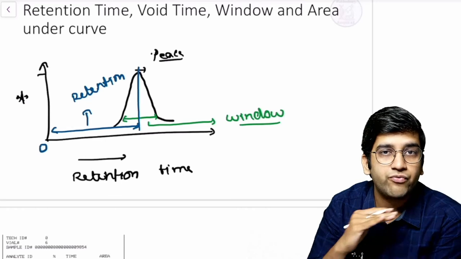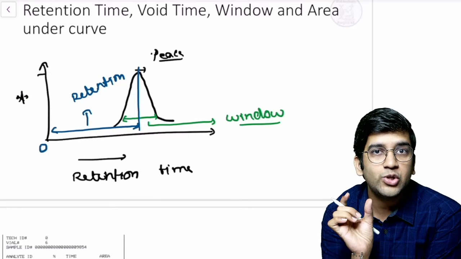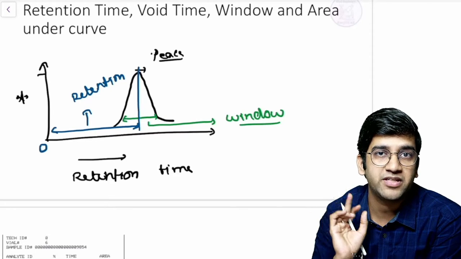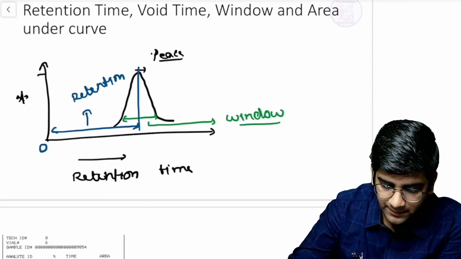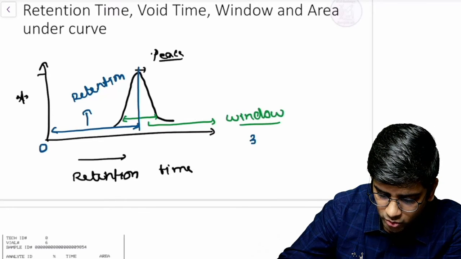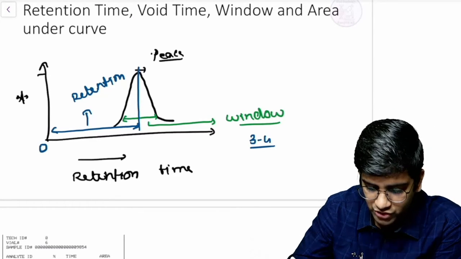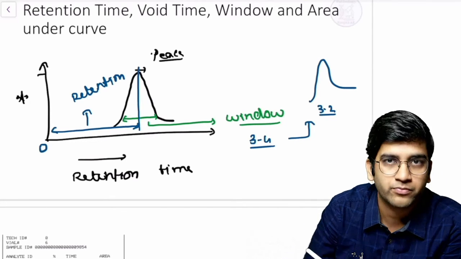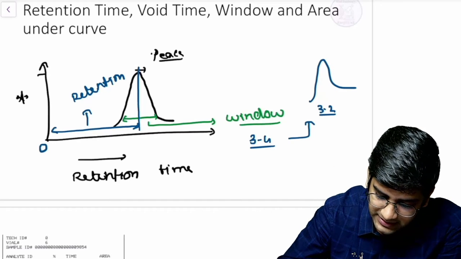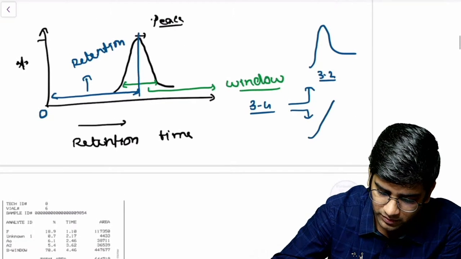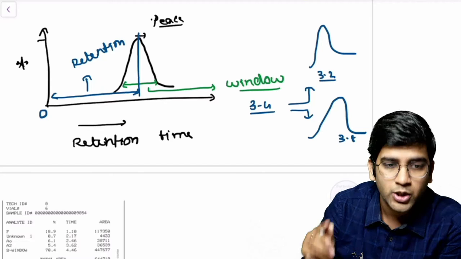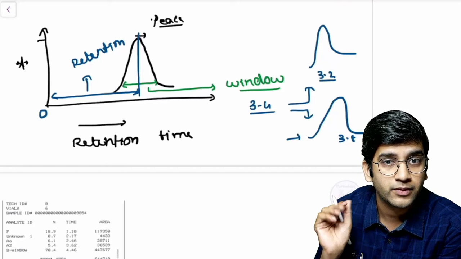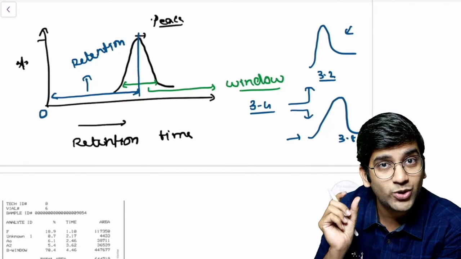Please be very careful. Window and retention time are not the same. Window is a range. Retention time may be in the mid of the range. I want you to look at both of them in an HPLC graph because both are different. Let's say I'm having a window of 3 to 4 minutes. In one case, I'm having the peak around 3.2 minutes. The peak happens immediately. In the second case, I had the peak around 3.8 minutes. So in the second patient, the retention time is 3.8, but the window is the same, 3 to 4. Here, the retention time is 3.2, but the window is the same, 3 to 4.